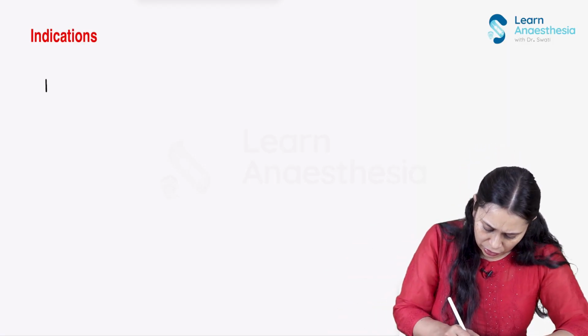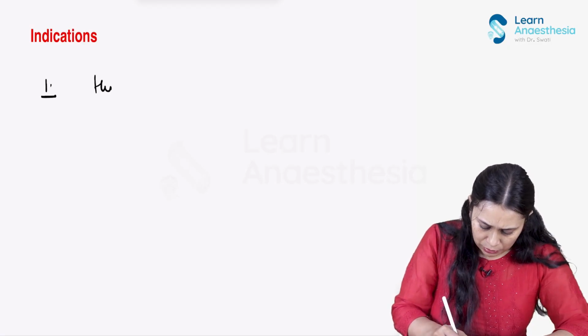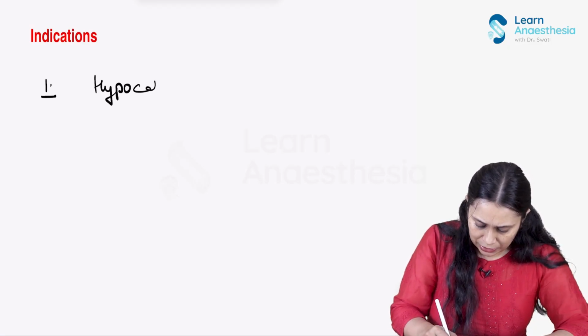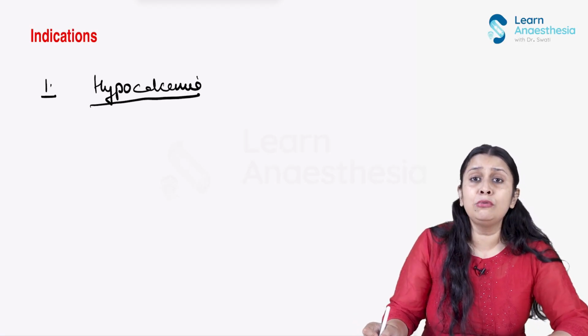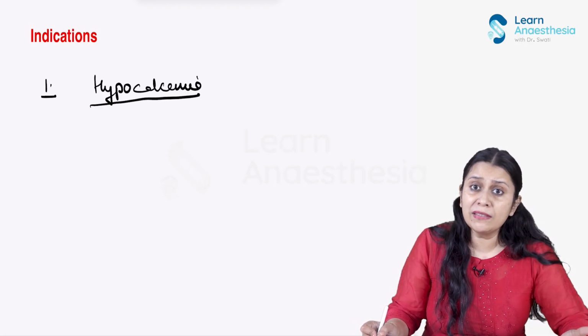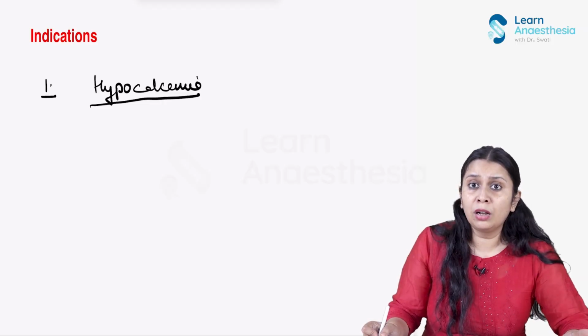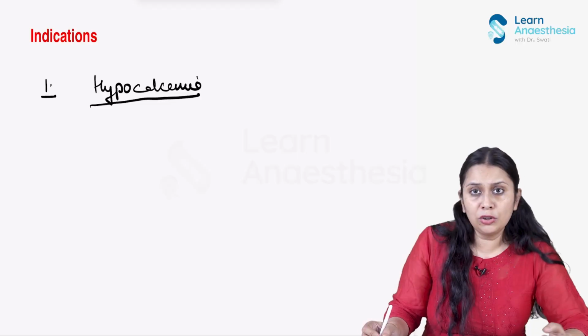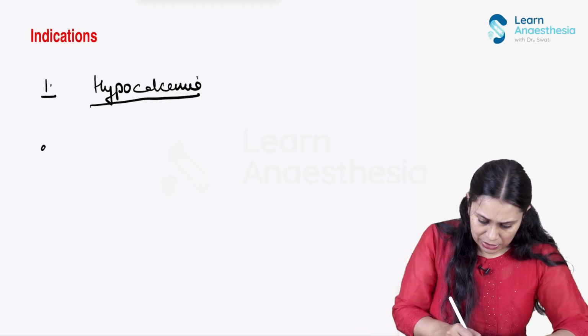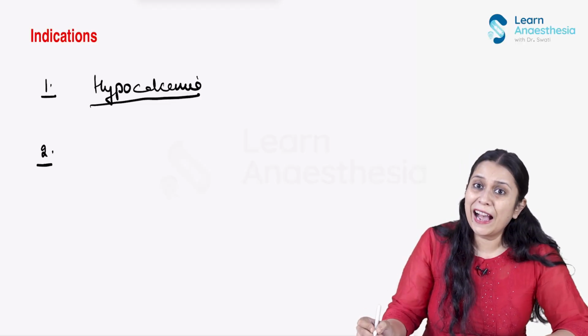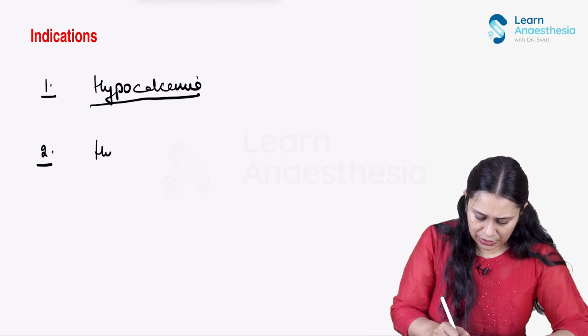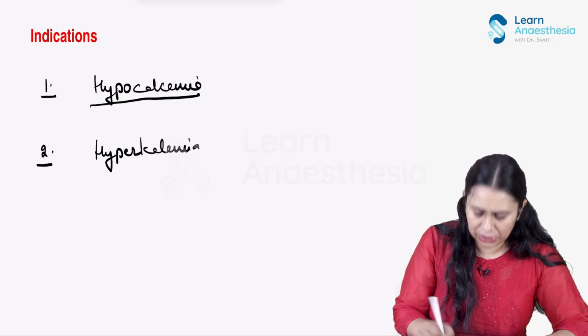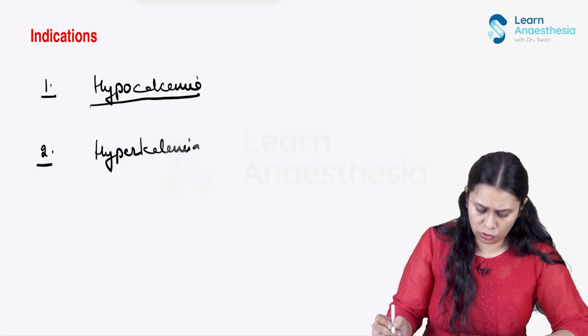So first indication is of course hypocalcemia. And you know, hypocalcemia leading to cardiac arrest, hypocalcemia leading to let's say cardiotoxicity, everything is treated by your calcium gluconate. Now second indication is your hyperkalemia. We use calcium gluconate in treatment of severe hyperkalemia. How does it work? I'll talk about it.